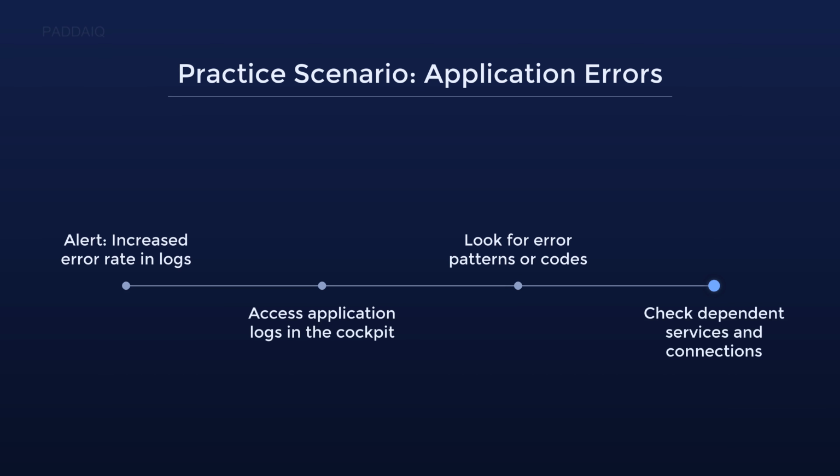Check dependent services and connections. This means verifying that all external services your app relies on are running and accessible. For instance, if your app fails to send email, ensure the mail service is online and your app's connection details are correct. Confirming these dependencies resolves many common issues efficiently.